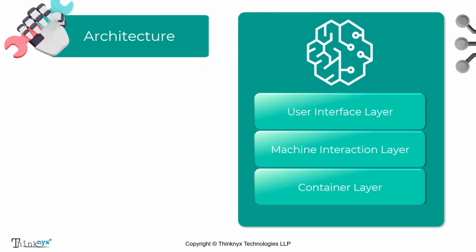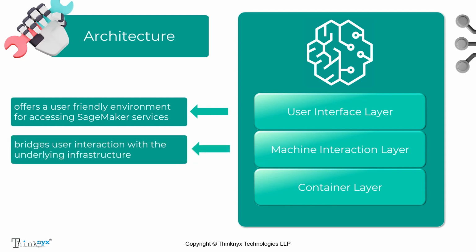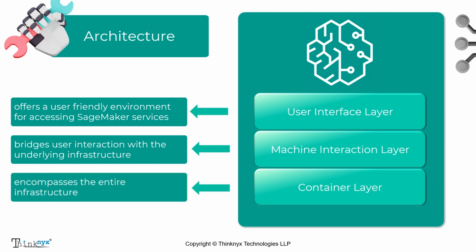Amazon SageMaker is structured around three essential layers. The user interface layer offers a user-friendly environment for accessing SageMaker services, while the machine interaction layer bridges user interaction with the underlying infrastructure. Complementing these layers is the container layer, which encompasses the entire infrastructure for seamless operation.